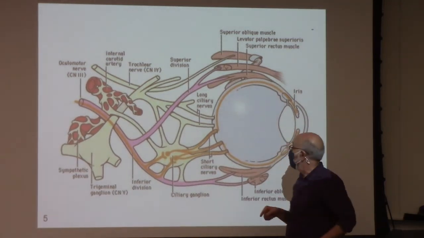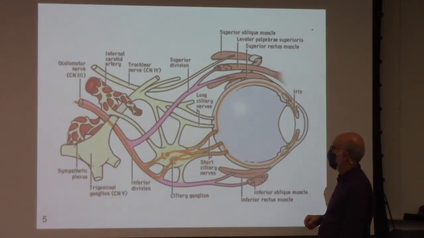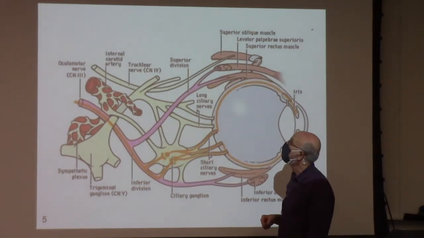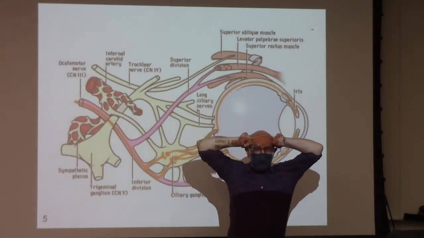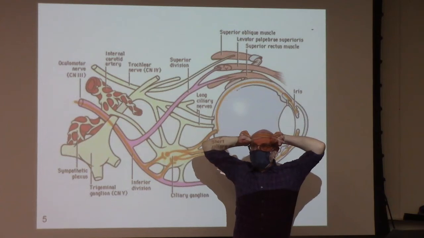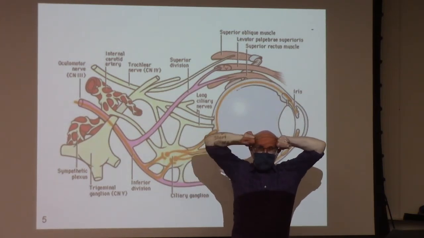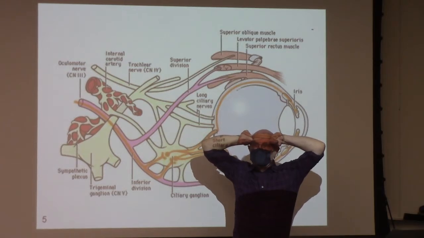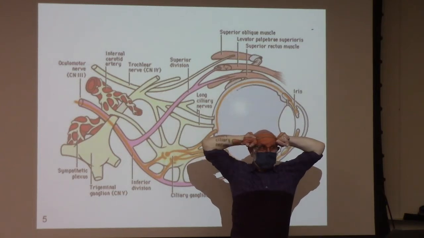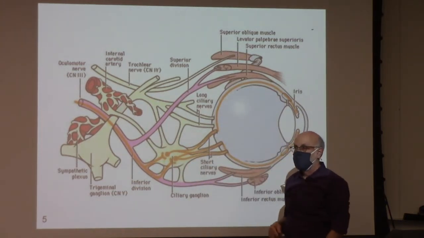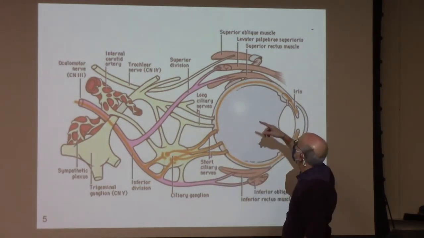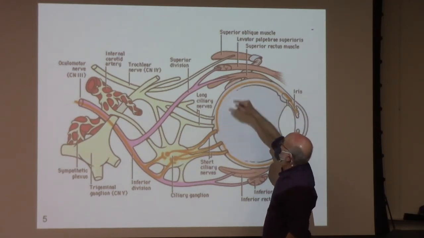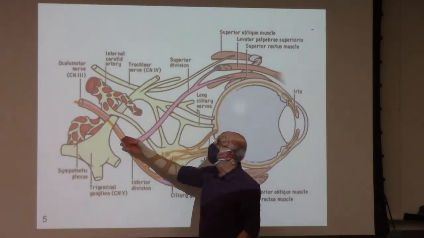The lateral rectus, which is not shown here, is innervated by the abducens nerve. So remember, moving the eyes outward is abduction of the eye. Moving the eyes outward, abduction, triggered by the abducens nerve contracting the lateral rectus muscles. So the abducens nerve controls the lateral rectus muscles, the trochlear nerve controls the superior oblique muscles, and the oculomotor nerve controls all the others.